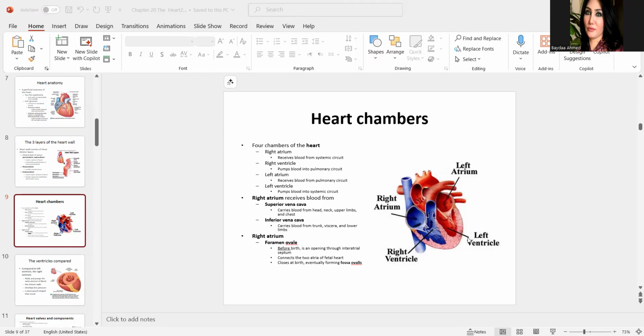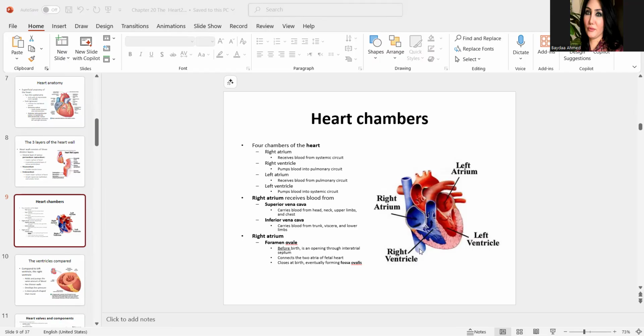The right atrium receives blood from the systemic circuit through two great veins. The superior vena cava opens into the posterior and superior portion of the right atrium, and it delivers blood to the right atrium from the head, neck, upper limbs, and chest.